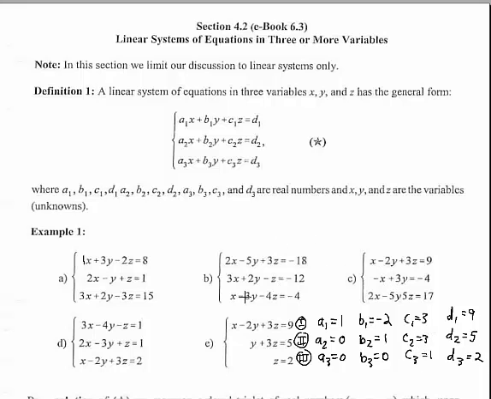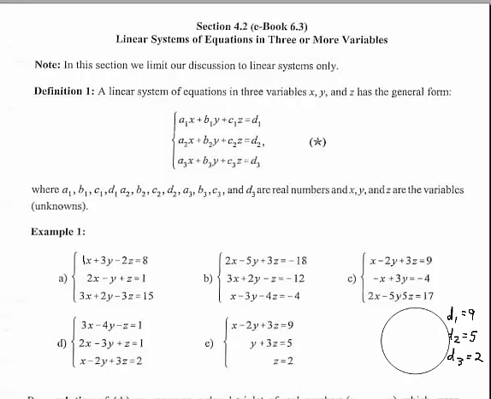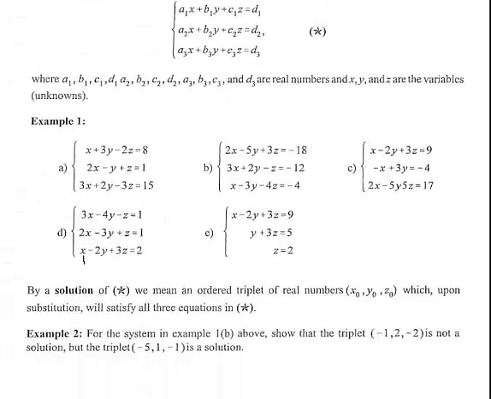In chapter 4, we're going to be dealing with these throughout the chapter, and some in chapter 5. You just need to be familiar with these labels that we put on the coefficients and the constants for a system of equations with three equations. So example 1 is just meant to give you an idea of what these systems look like specifically.